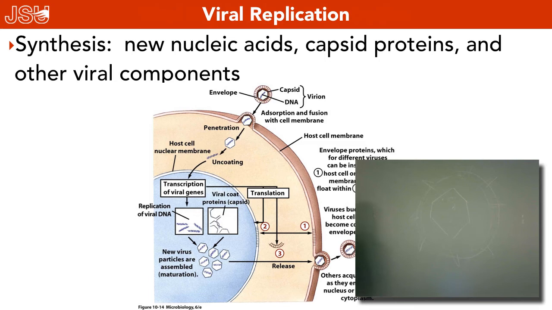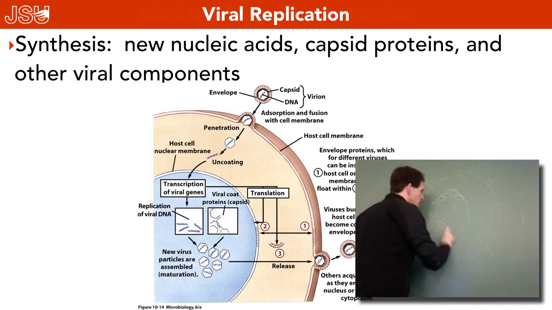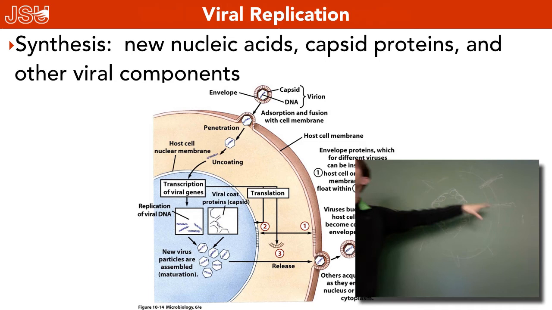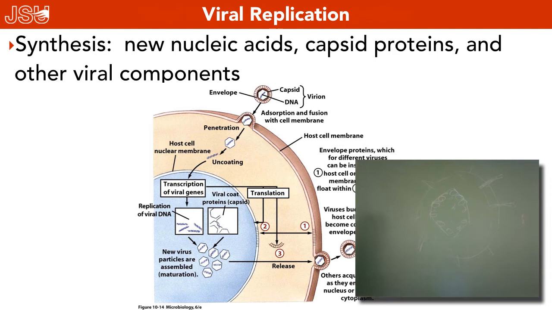Capsomeres, the protein shell, is going to start forming those capsomere proteins. The spikes. It's actually going to make the spikes, but what it's going to do is it's going to put those spikes on the outside membrane of its host cell, and as the virus comes out, then that piece that comes out will have those features on it. All right, so it's going to make the individual components for the virus.